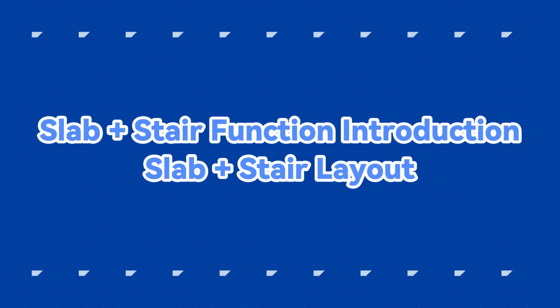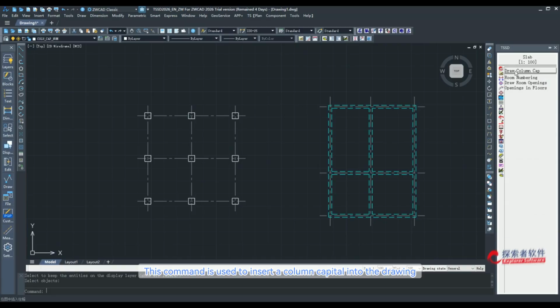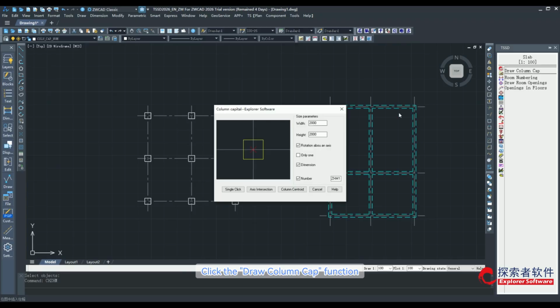Slab plus stair function introduction, slab plus stair layout. Draw column cap. This command is used to insert a column capital into the drawing. Click the Draw Column Cap function.